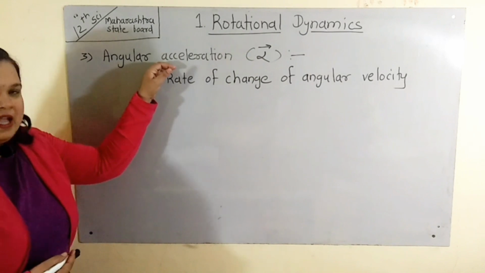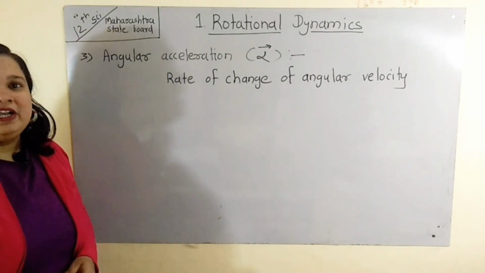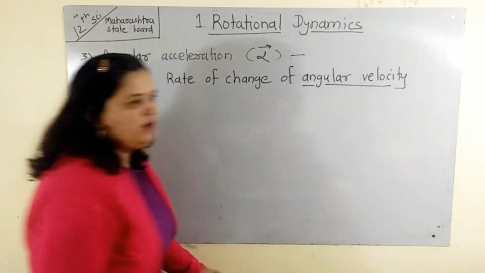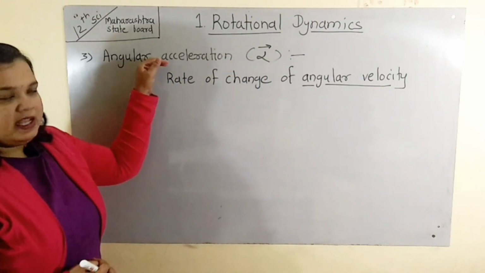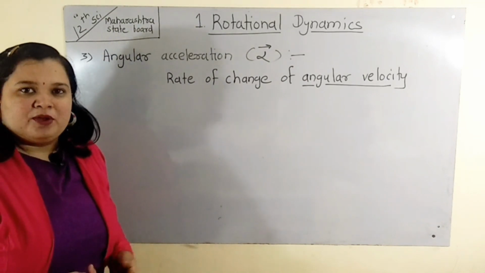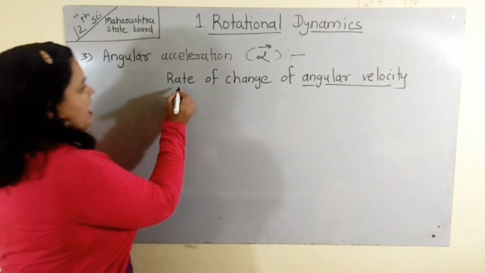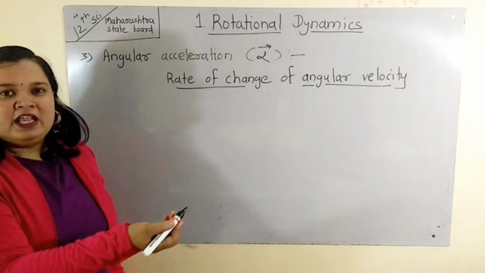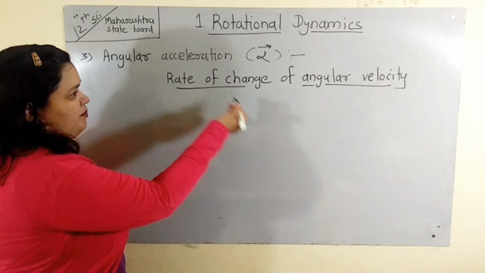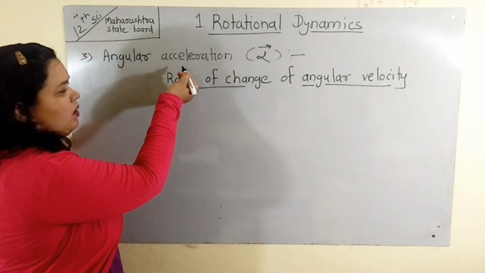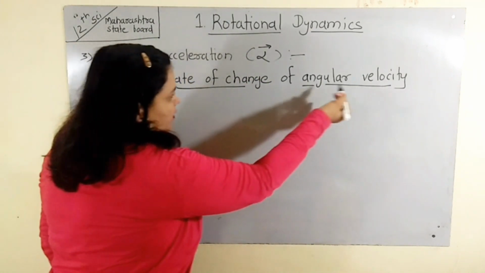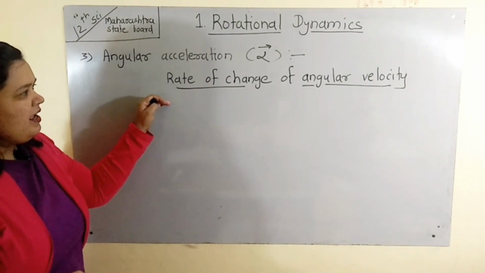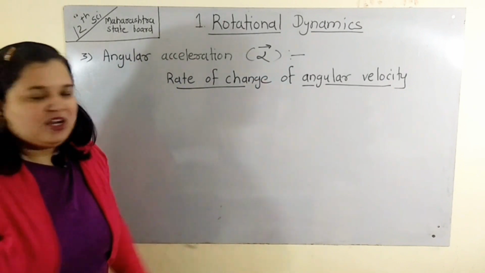Here angular acceleration is also a rate of change, but here the velocity is angular velocity. That means angular acceleration of a particle performing circular motion is defined as the rate of change of angular velocity. In linear acceleration we consider rate of change of velocity. For angular acceleration we have to consider angular velocity. That is, angular acceleration is nothing but the rate of change of angular velocity.